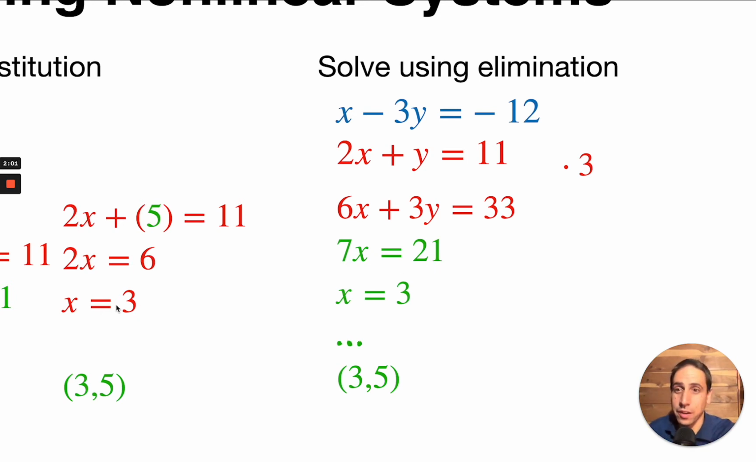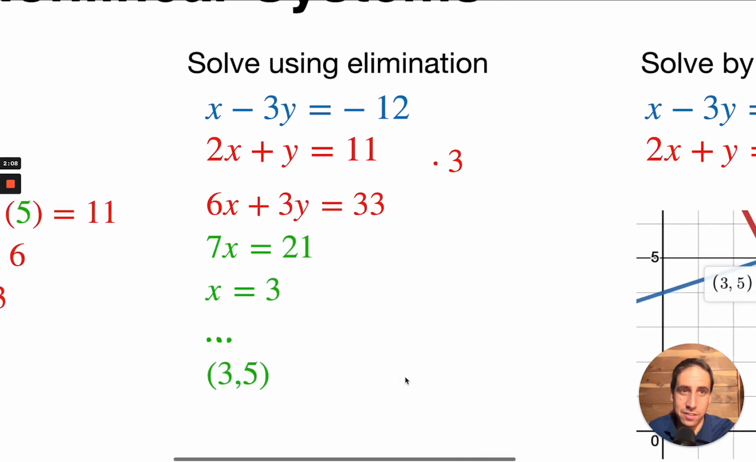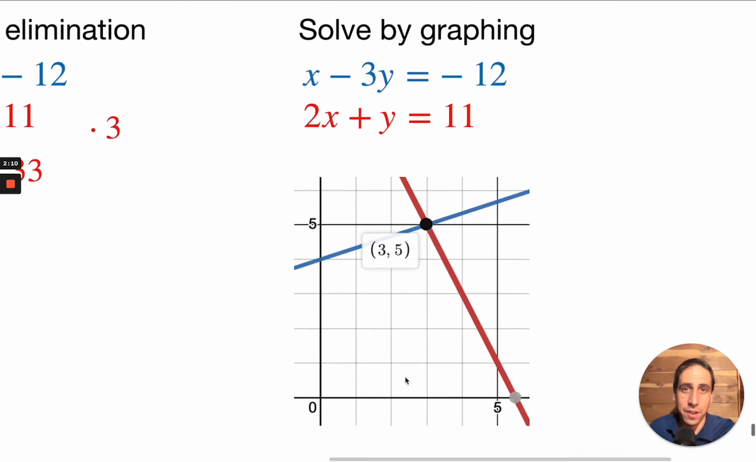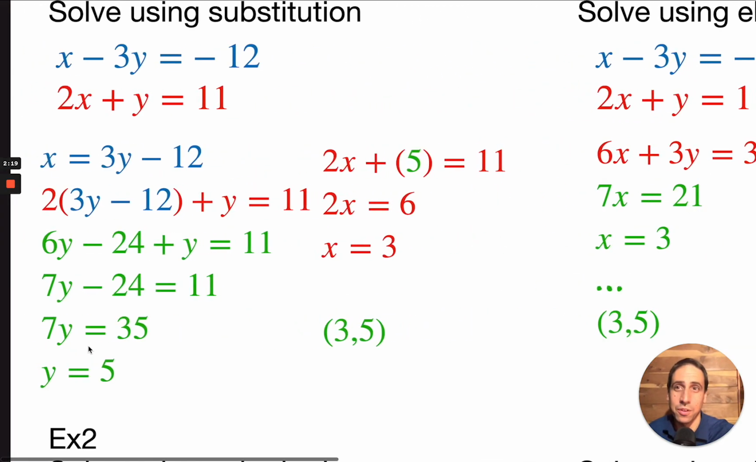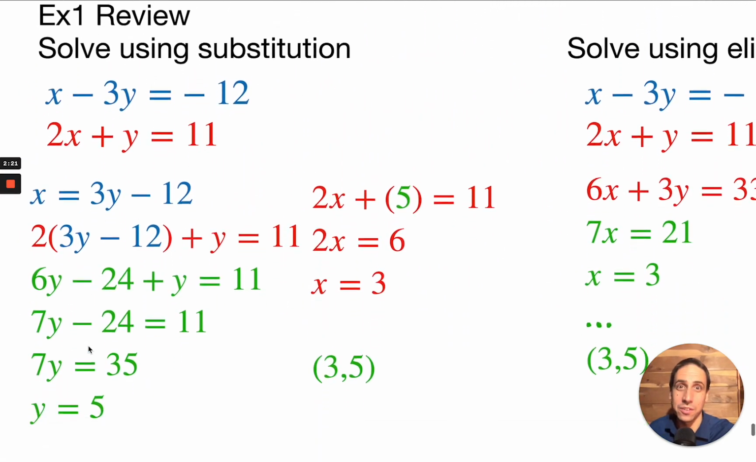Just like we did before, x is equal to 3. And then you can use all your Algebra 1 stuff to get the y value of 5. And there it is. Now if you wanted to graph, that'd be fine too. This is what it looks like on Desmos. The two lines intersect at 3, 5. Those are the three methods. That's your solving linear systems review.